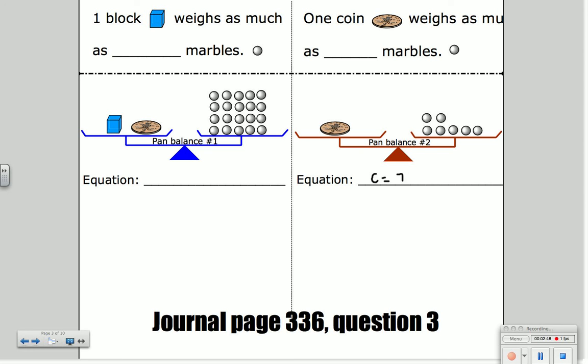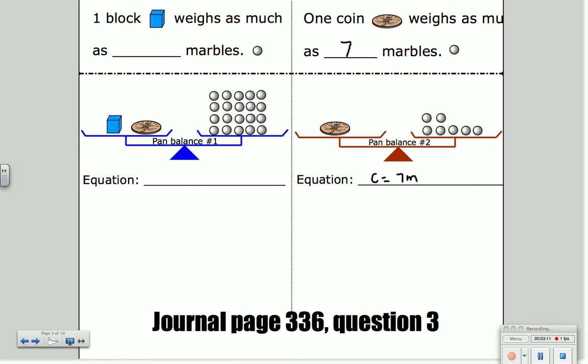Now notice when I wrote my equation down below, I didn't put a 1 in front of the coin. You don't need to do that. If it's just 1, you can leave it with no number. It's assumed that it's 1 if you have a coin listed. So that's easy. One coin weighs as much as 7 marbles. I already have one of the answers they asked for.